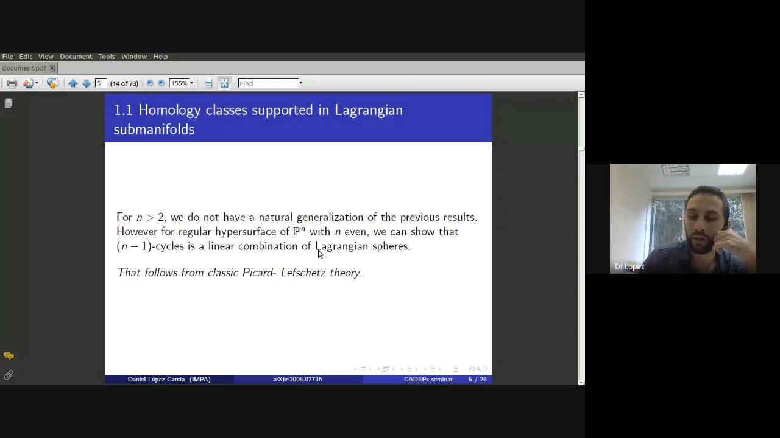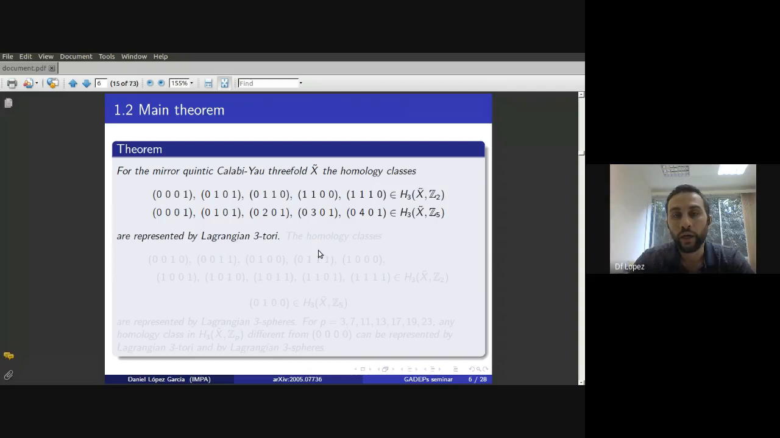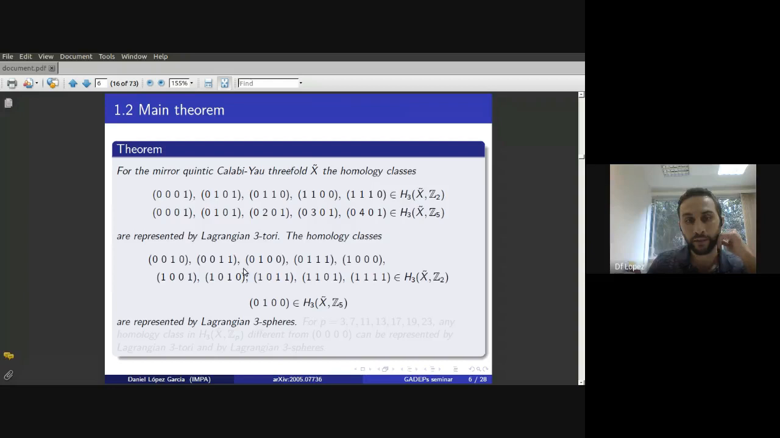So now let me talk about the main result in the work. I'm going to consider the mirror quintic Calabi-Yau threefold, which I denote X tilde. This symplectic manifold has dimension six, so we consider the third homology. In this case, the third homology is a free module of rank 4. So the theorem is: we can choose a basis in this homology such that these classes with coefficients in C2 and these classes with coefficients in C5 are represented by Lagrangian three-tori. And these ten homology classes with coefficients in C2 and this homology class with coefficient in C5 are represented by Lagrangian three-spheres.